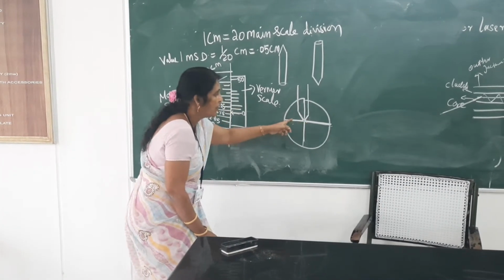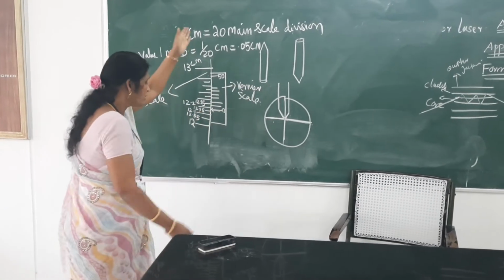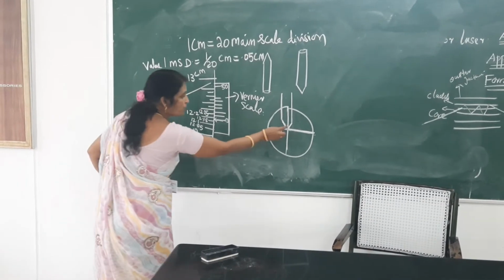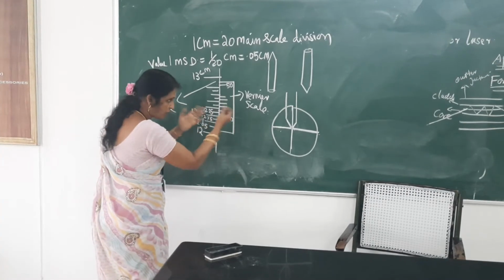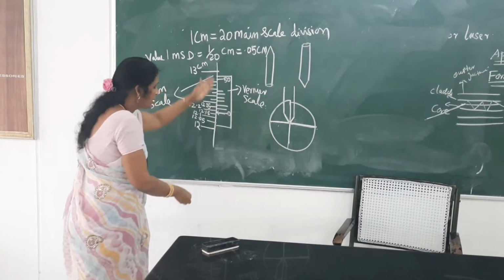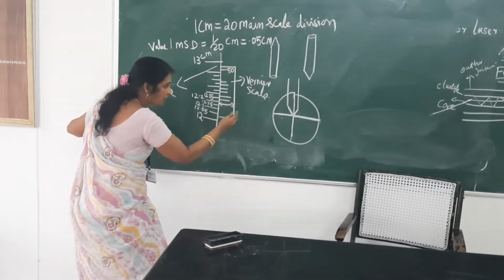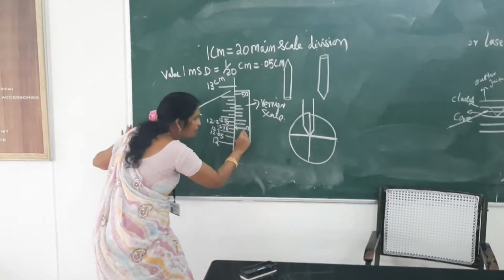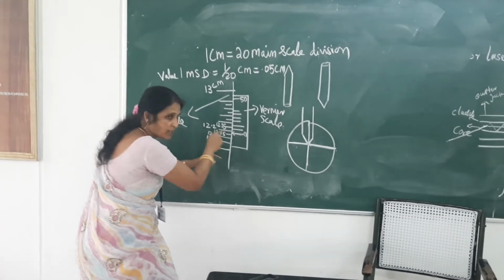That position we are going to note through the microscope. So in the vertical scale we are going to take the reading. How to take the reading? Now the elevated position of this pin tip after applying the load, what is its position? We have to note it by noting this vertical scale reading. First, how to note the main scale reading: 0 of the Vernier scale, to which reading in the main scale it coincides.